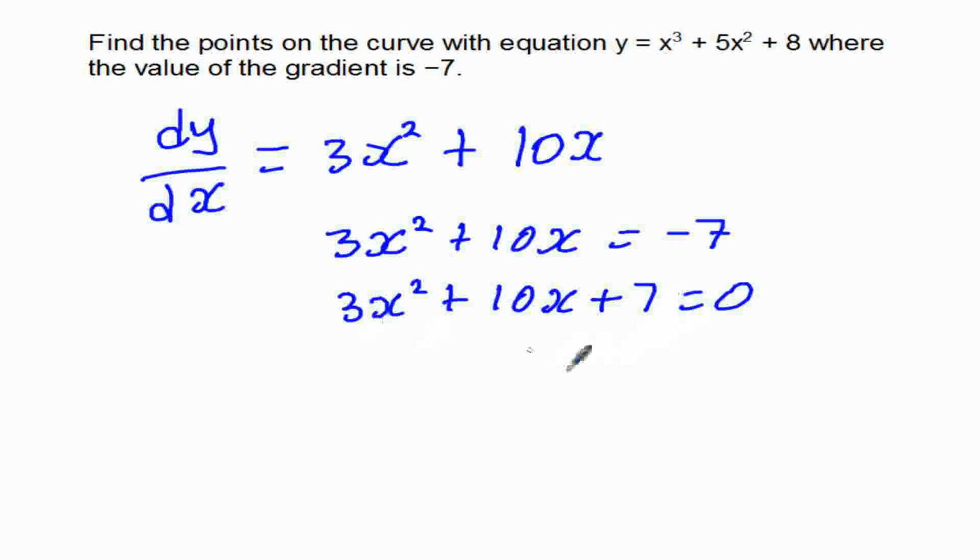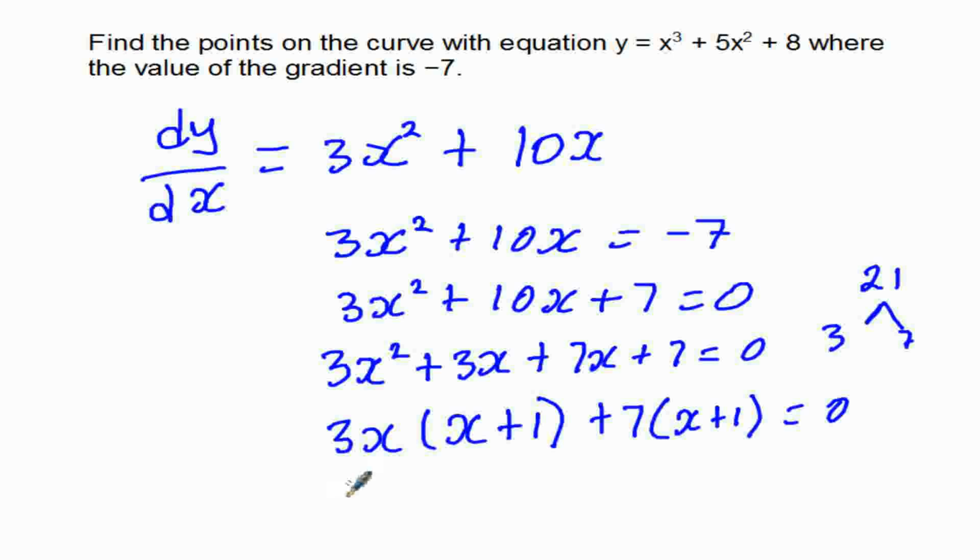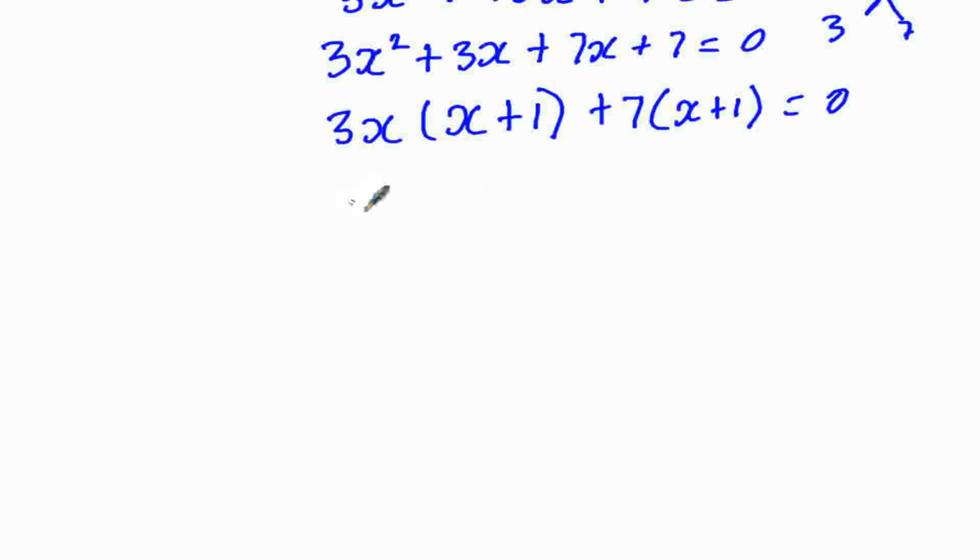Very first, our roots will be, we have a 21 and we have a 10, so it is 3 and 7. So we have 3x squared plus 3x plus 7x, then plus 7 is equal to 0. Then we shall have 3x common, and we get x plus 1, and then plus 7 into x plus 1 being equal to 0. So we have 3x plus 7 and x plus 1 equals to 0.